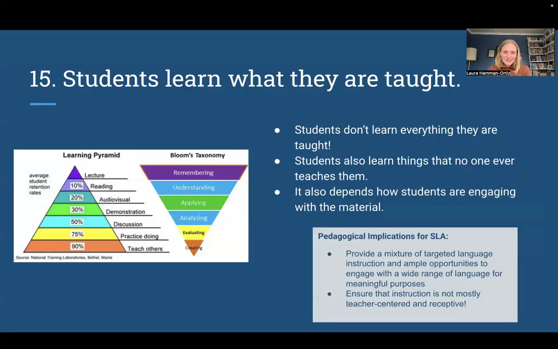So some pedagogical implications are that students need a mixture of targeted language instruction and lots of opportunities to engage with a wide range of language for meaningful purposes. And it's really important to make sure that instruction is not mostly teacher-centered and receptive oriented, so they're just taking in the language, but that they have an opportunity to discuss and practice doing it and to teach others.